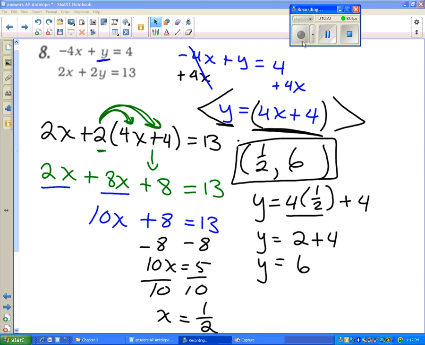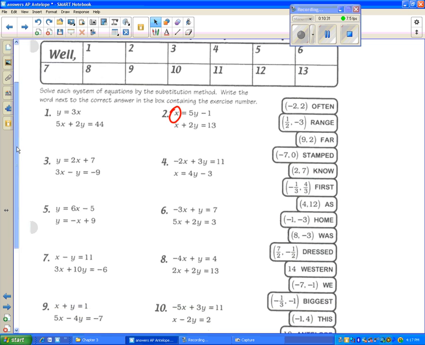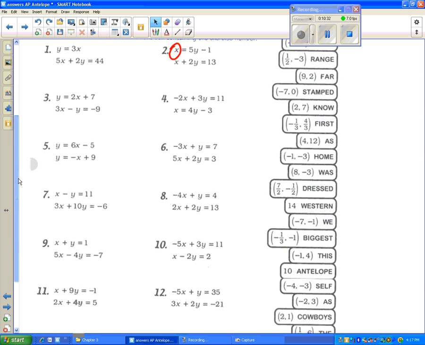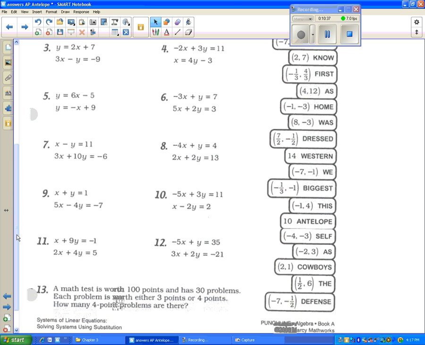Again, if I need to, I could plug those in for x and y in both equations and check, but that is my solution to my problem. Let's do one more example. We've done number 2. We've done number 8. Let's go ahead and try number 9. Question number 9.